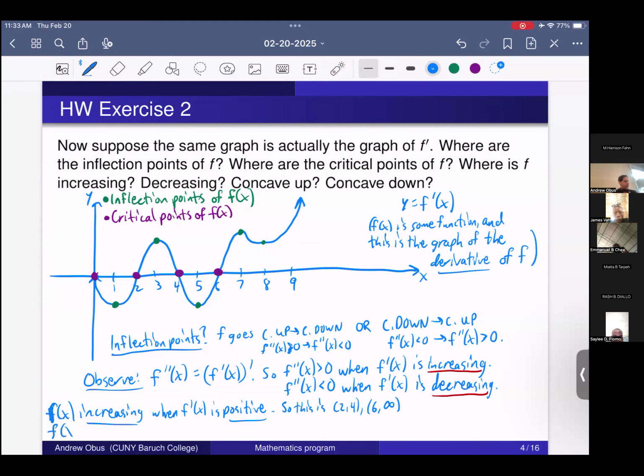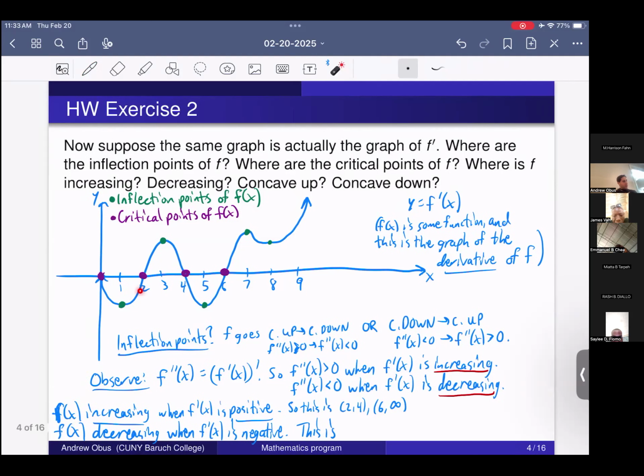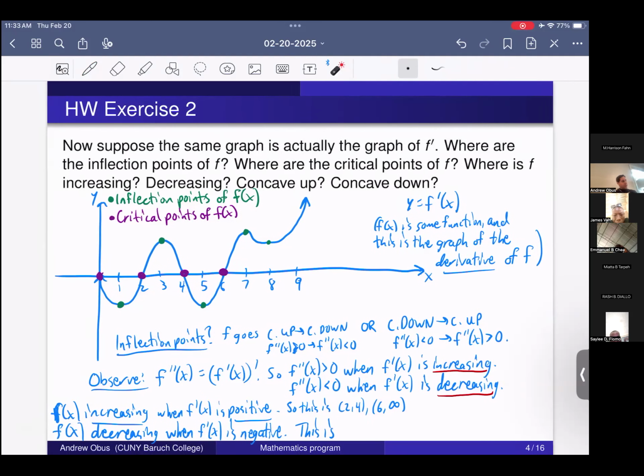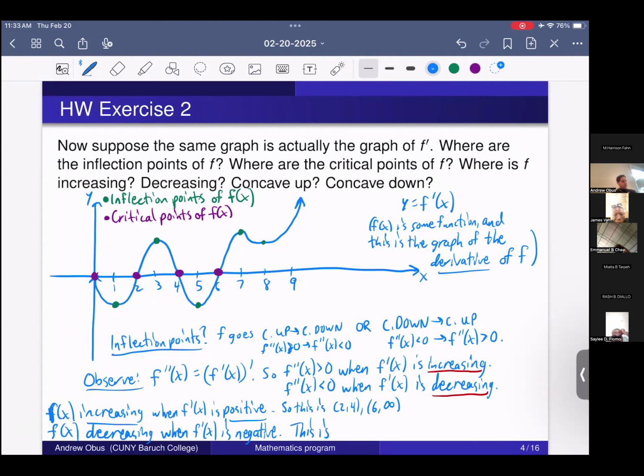Similarly, f of x is decreasing when f prime of x is negative. So when is it decreasing? Exactly when f prime of x is negative, and we see that's between 0 and 2 and between 4 and 6. So this is on 0 to 2 and 4 to 6. These are, of course, intervals, not points.